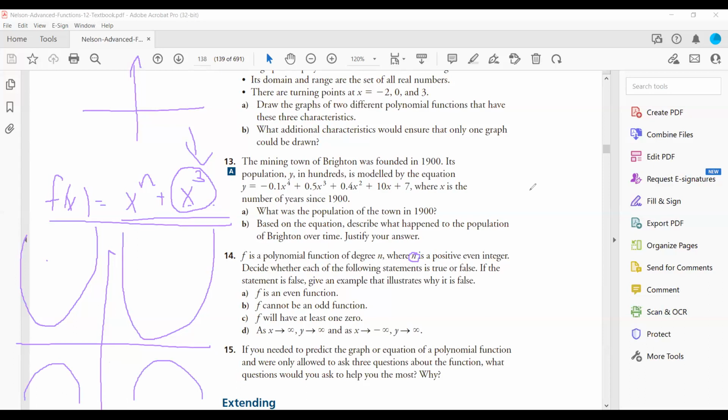If it's not even, then shouldn't it be odd? No, because we have a case when a function is neither even nor odd. Okay, a function is odd only if we have all the odd powers for x.